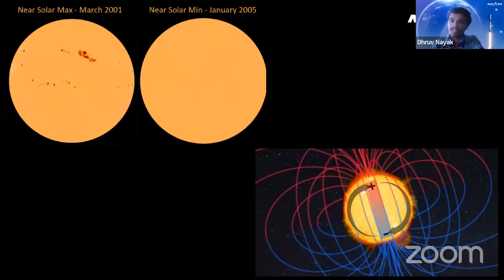Already we have a few spacecraft present, for example SOHO, the Solar and Heliospheric Observatory, and the Solar Dynamics Observatory, SDO. They're already present at such points and already researching. And India is going to have a new feather in its cap by placing Aditya L1 there.